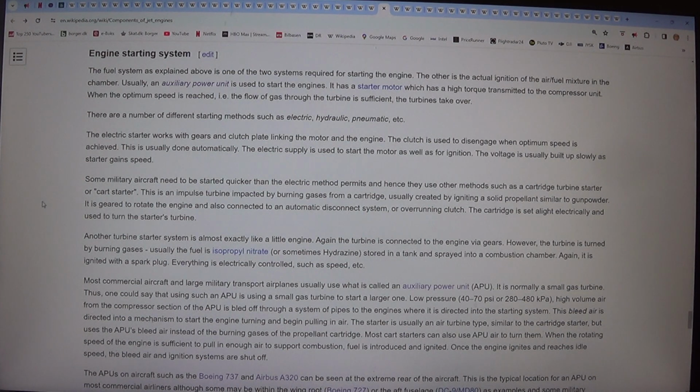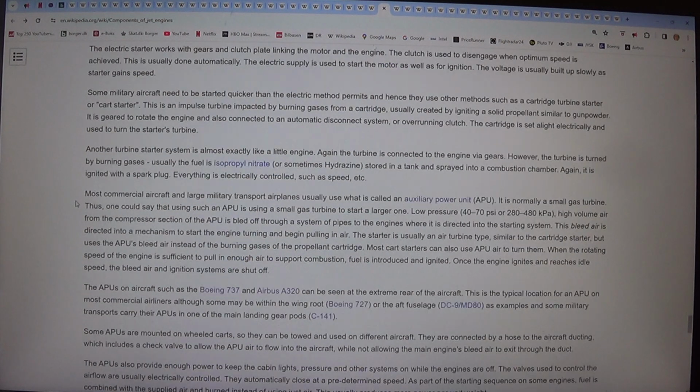Some military aircraft need to be started quicker than the electric method permits, and hence they use other methods such as a cartridge turbine starter or cart starter. This is an impulse turbine impacted by burning gases from a cartridge, usually created by igniting a solid propellant similar to gunpowder. It is geared to rotate the engine and also connected to an automatic disconnect system, or overrunning clutch. The cartridge is set alight electrically and used to turn the starter's turbine.